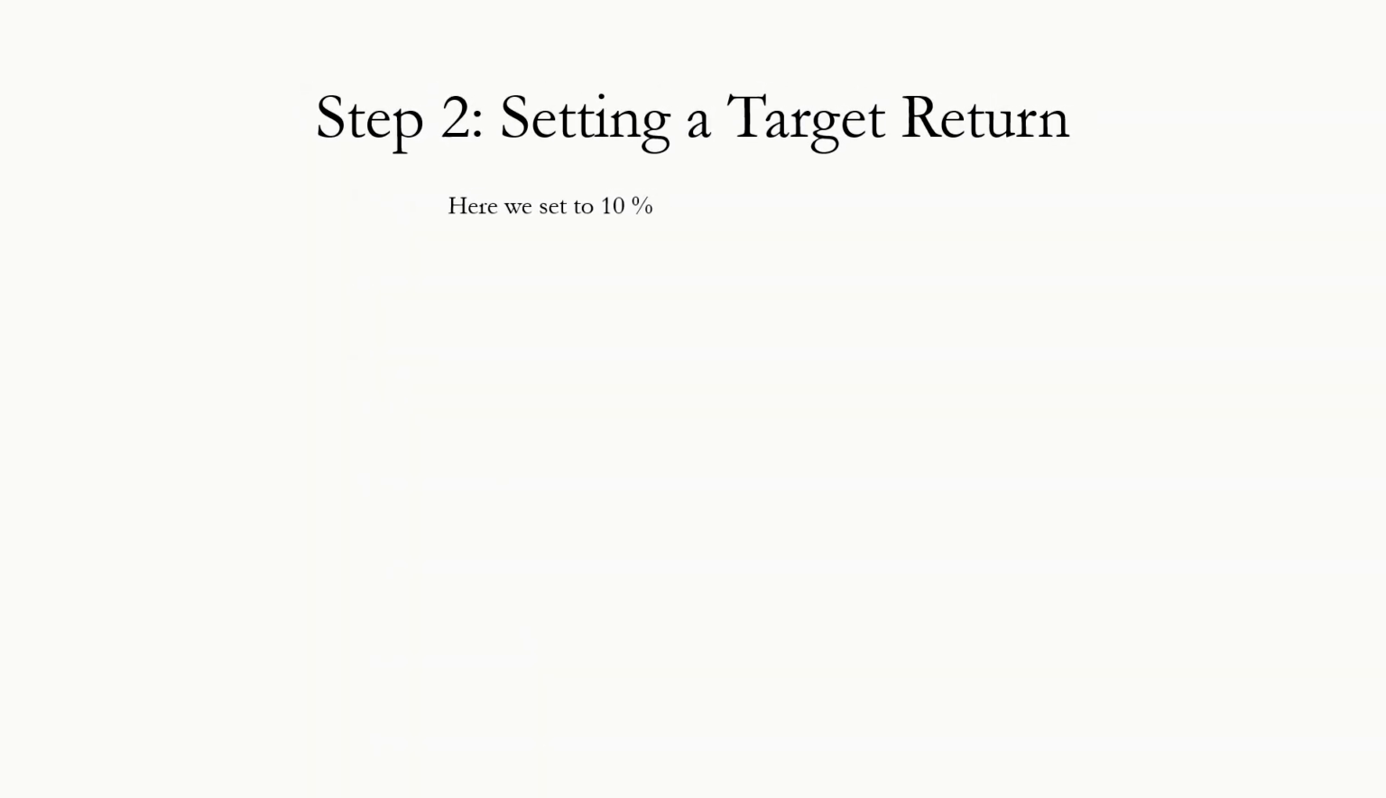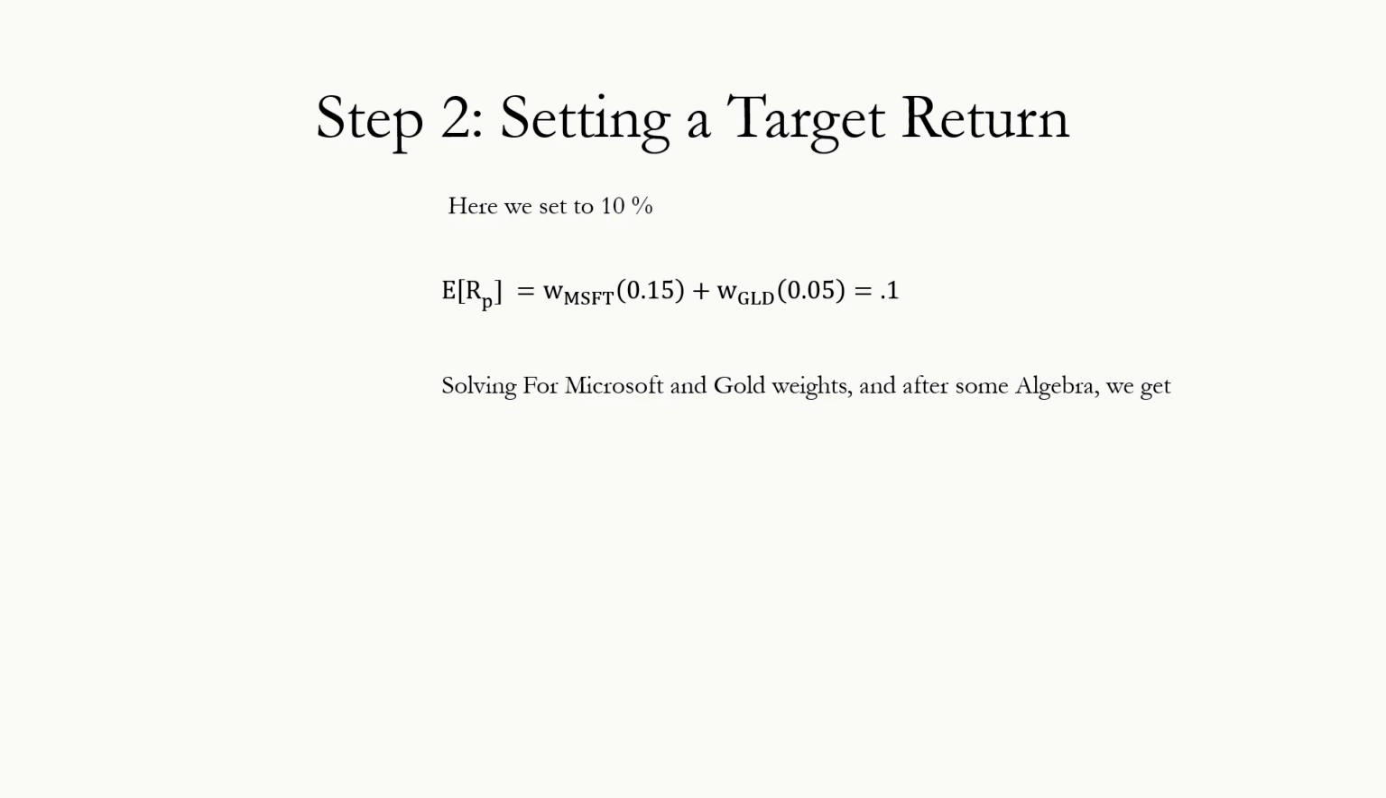Now we have step 2, which is setting an objective for the target return, right? So in this case, let's set it to 10%, okay? So we have the weight of Microsoft times 0.15 plus the weight of gold times 0.05. Those were the expected returns that we saw earlier, right? That is equal to 0.1. Solving for Microsoft and gold weights after some algebra, we get 50% Microsoft and 50% gold.